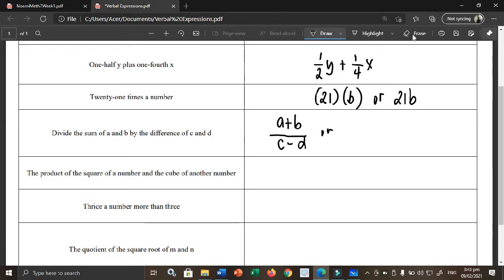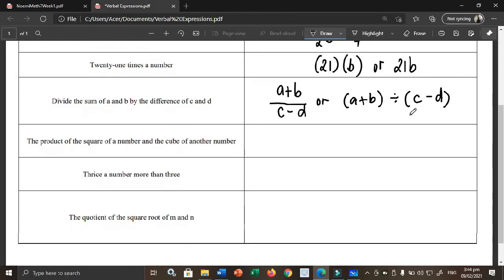So divide the sum of A and B by the difference of C and D. Or it can also be written as this, no? In traditional way. So, sum of A and B divided by the difference of C and D. But then, para mas masanay na kayo, I advise na dito na kayo mag-focus doon sa fraction form. No, sa algebra kasi hindi na masyadong ginagamit yung traditional way like this ng pagsusulat ng expressions, no?